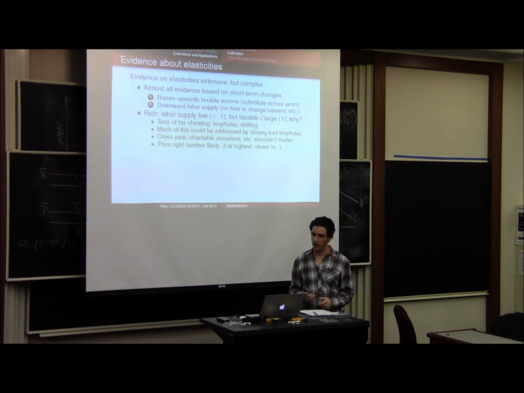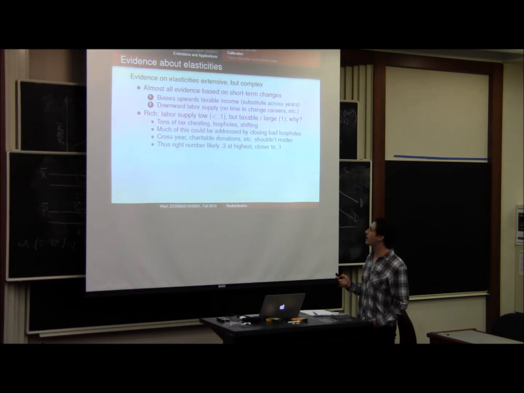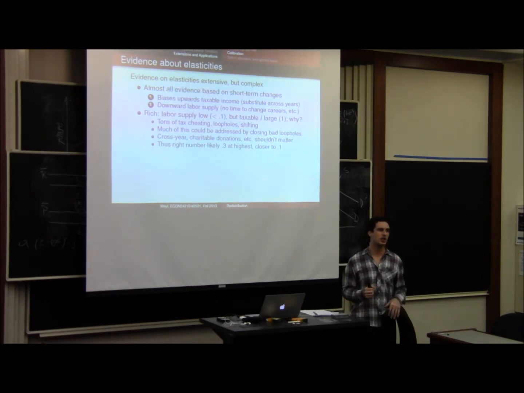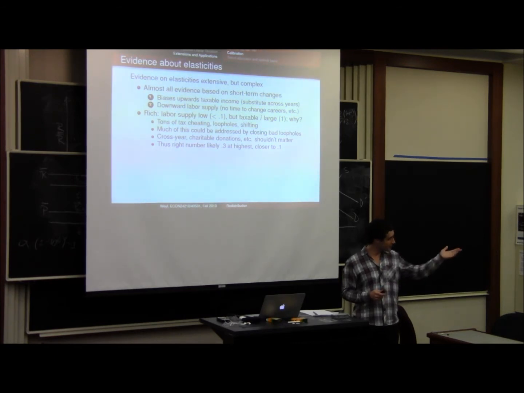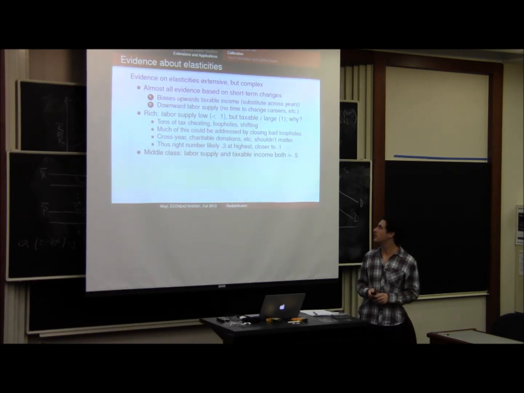Okay, so I think a lot of people in the literature think that the right number is maybe 0.3 at the highest, or closer to 0.1, for the labor supply elasticity of the rich. Though of course this is again based on short-term stuff, so in the long run it might be bigger. This number, I said, maybe it could be as big as 3, right?